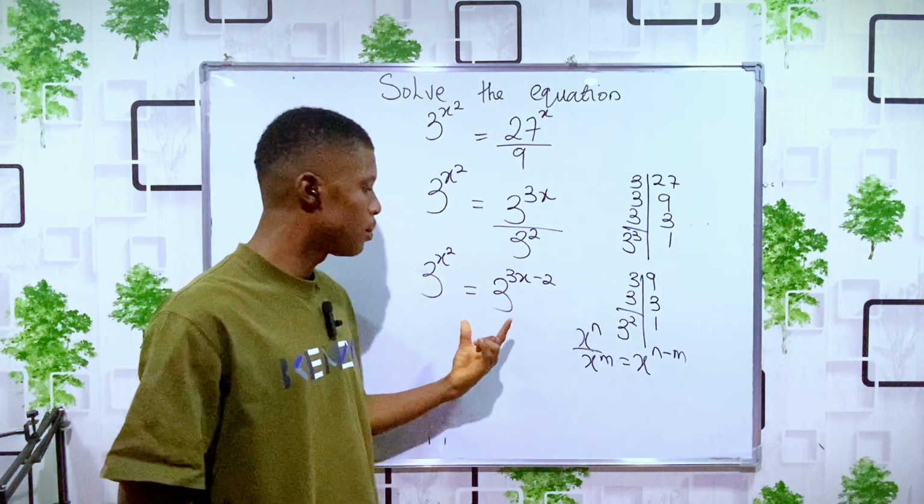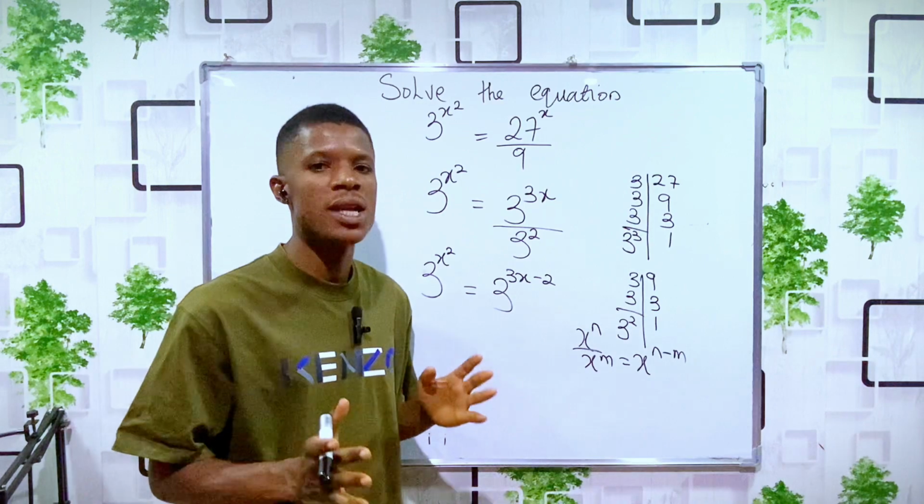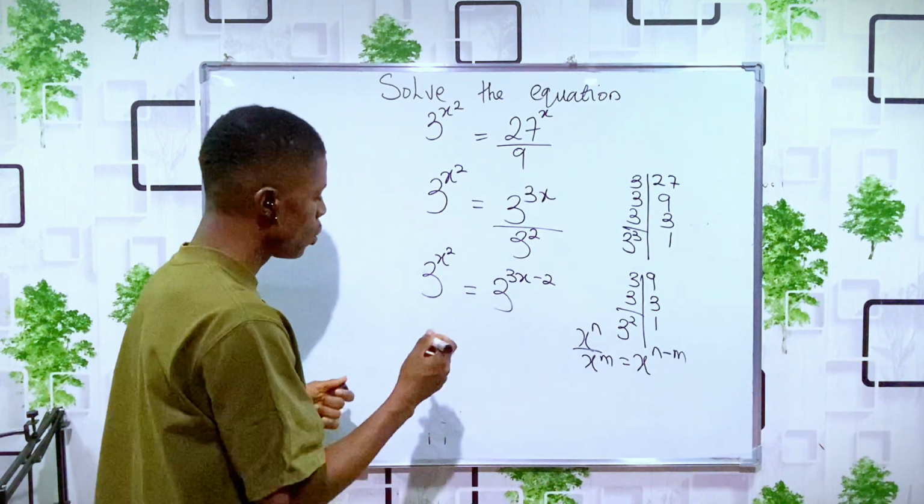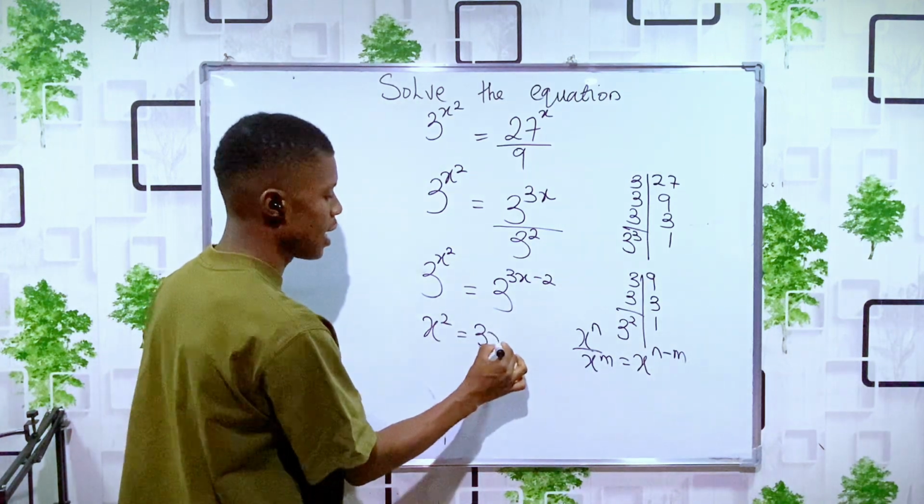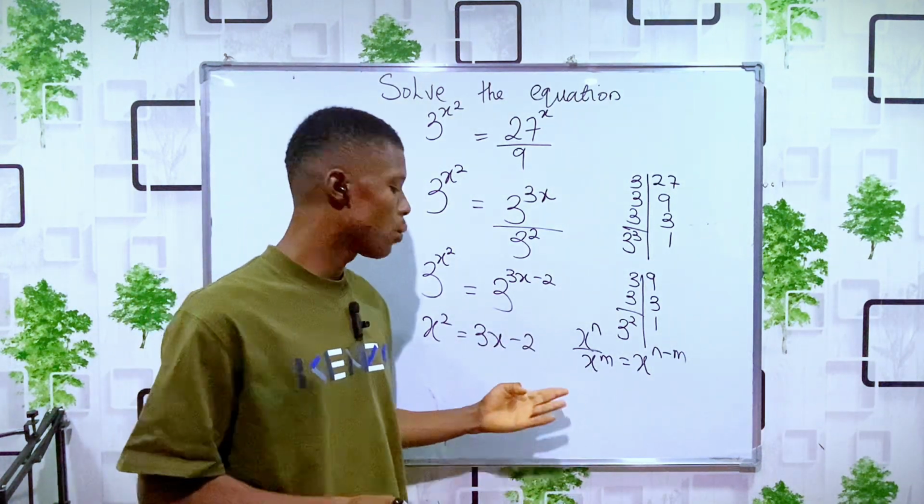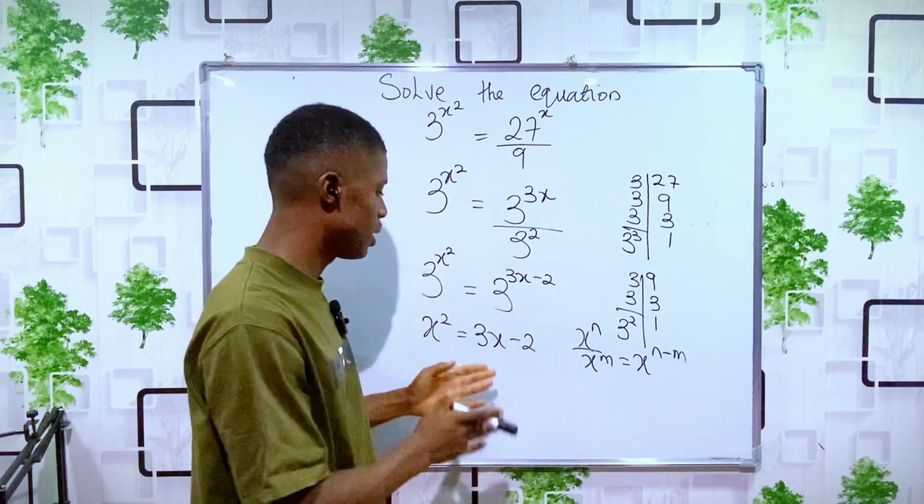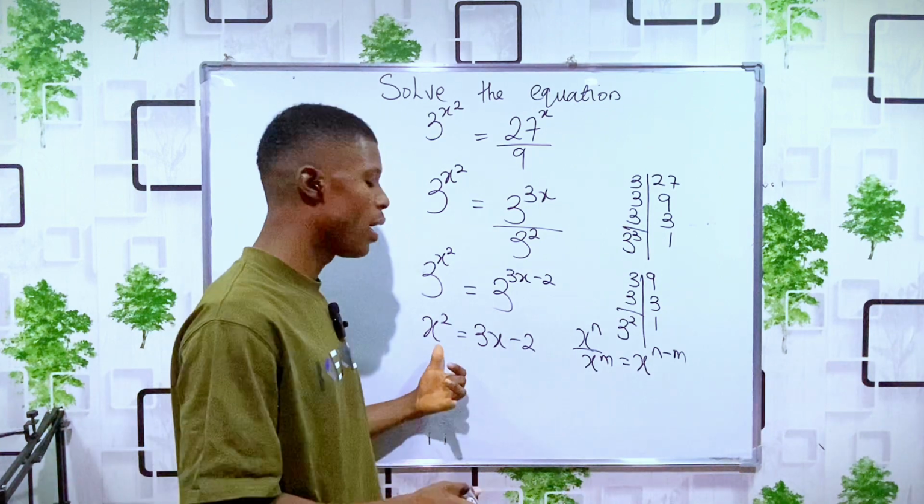Now you see that the bases are the same. All we have to do is equate the powers. So we have x squared is equal to 3x minus 2. And this has led us to what we call a quadratic equation. So we are going to solve for the value of x.